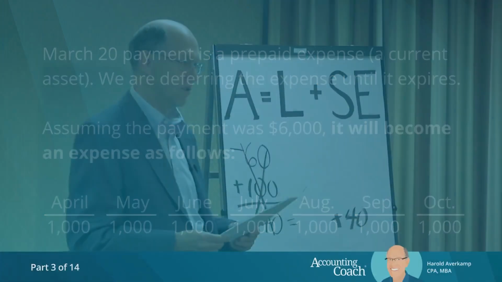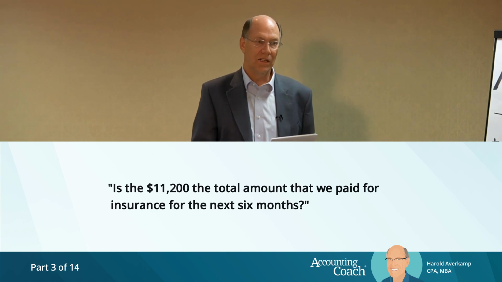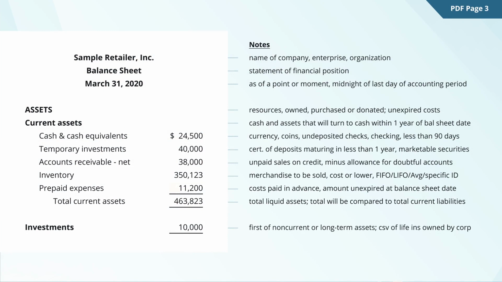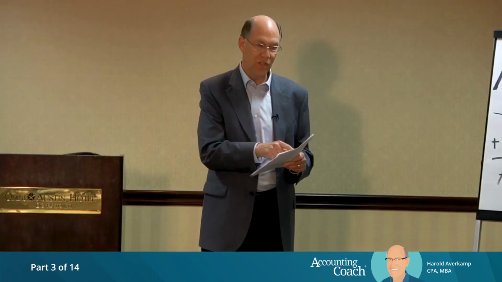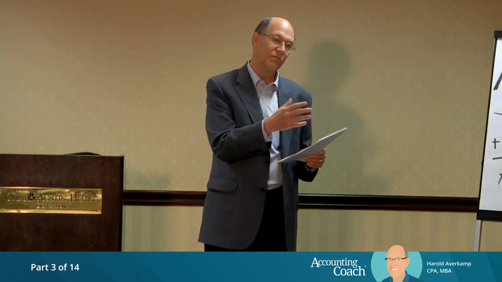Okay, let me make sure I understand. Sure. This prepaid expense right here is the whole total insurance amount for 6 months, using that as your example? Well, yeah. So the question is, is the $11,200 the total amount that we paid for insurance for the next 6 months? And the odds are it's not. Because every month this is going to go down by 1/6, and there might be some old policies in here, old policy premiums that we paid at a different time. So they might not all be coordinated.